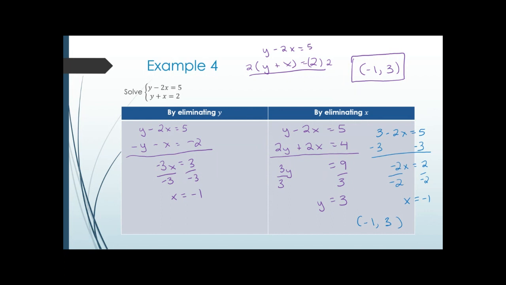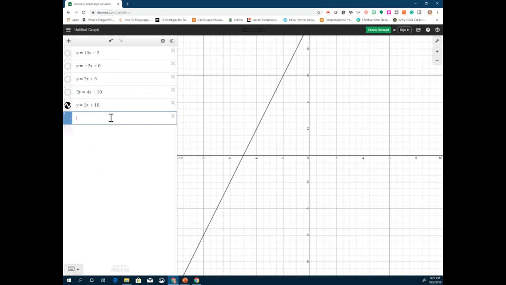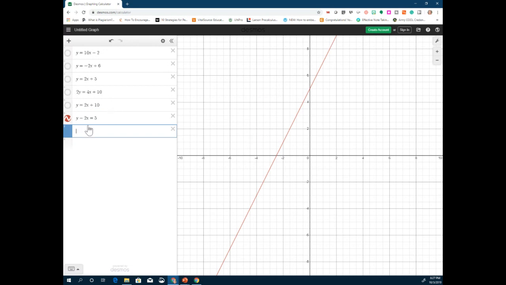So let's take a look at this on the graph so you can verify your answer. And so the first one here, we have y minus 2x equals 5. That's the first equation. Oops, I thought I got rid of that one. And then the second one is y plus x equals 2. So you can see that they intersect, and then when I hover over it, I get negative 1, 3. So that is the correct answer. So you can verify your answers by graphing.